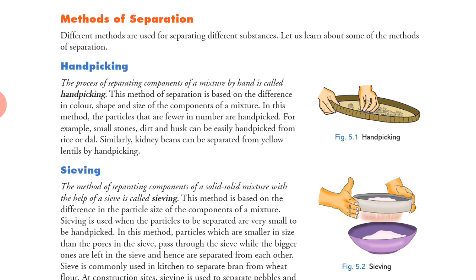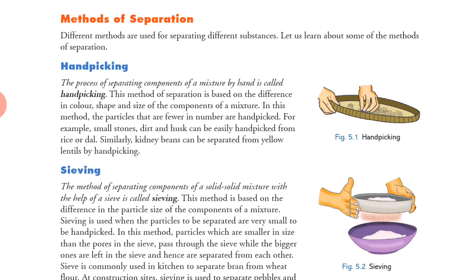This method is based on the difference in color, shape and size of the components in a mixture. In this method, the particles that are fewer in number are handpicked. For example, small stones, dirt and husk can easily be picked from rice or dal. Similarly, kidney beans can be separated from yellow lentils while handpicking.